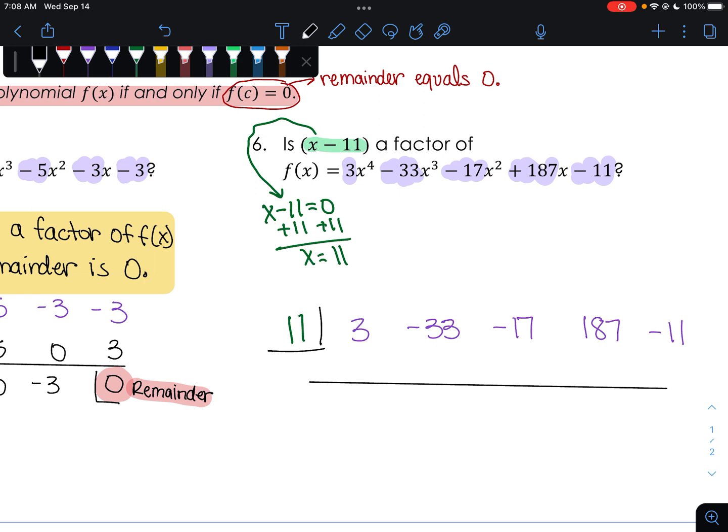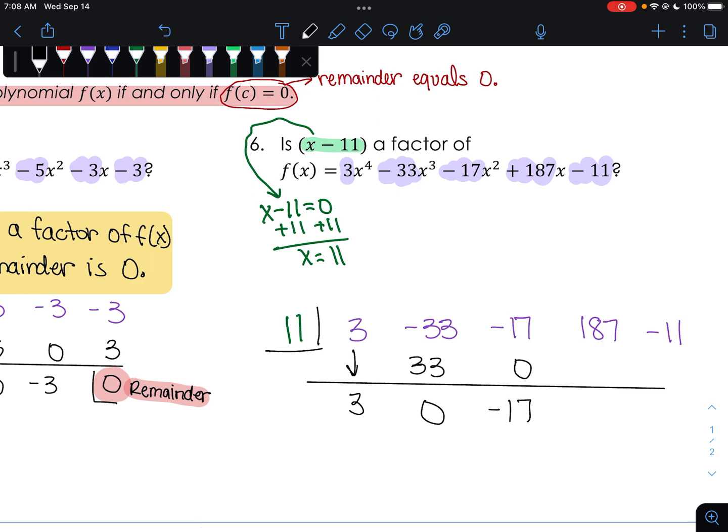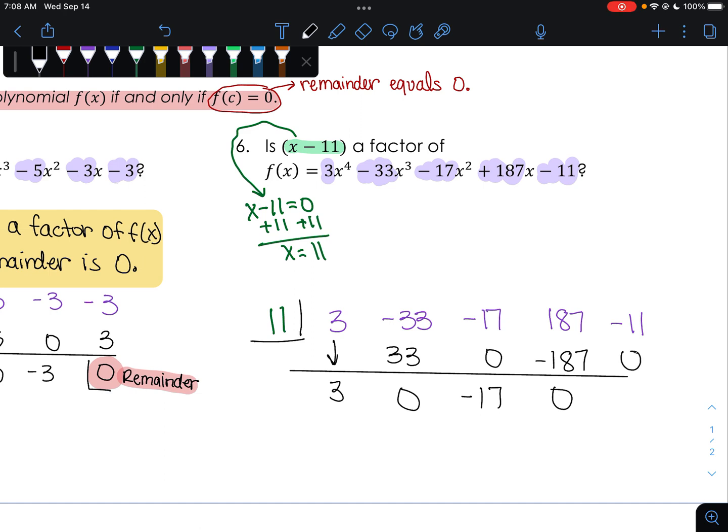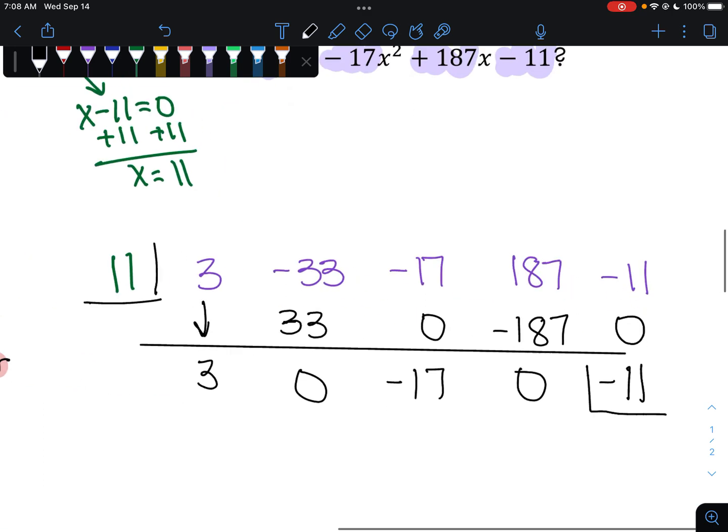If you want to pause the video and see if you can do this yourself and check your work, go ahead and do so now. So we drop down our first term 3, we multiply it by 11, we get positive 33. So we get negative 33 plus 33, which is 0. I multiply by 11 and I get 0. Negative 17 plus 0 is negative 17. I multiply 11 times negative 17 is a negative 187. I add down, I get 0. 11 times 0 is 0. Negative 11 plus 0 is negative 11.